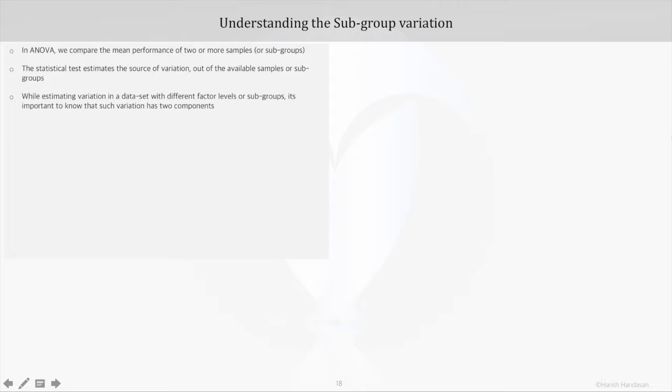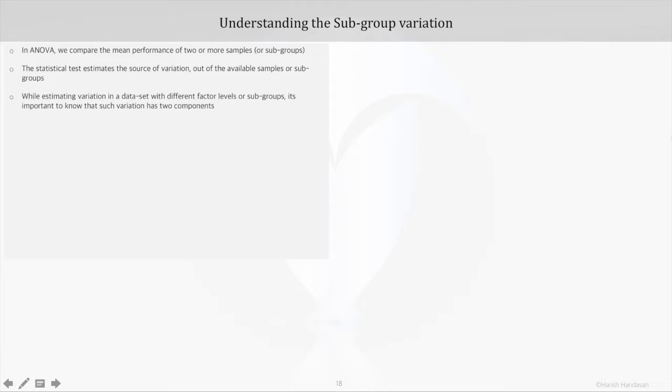So we are comparing the mean performance of two or more samples or subgroups in ANOVA. Now ANOVA studies the source of variation from a data point of view. The variance is coming from within subgroups, or there is significant variance between the subgroups. So that's the source. Either it's coming from within subgroup or between the subgroup. So it becomes important to know how much each component is contributing to the overall variance.